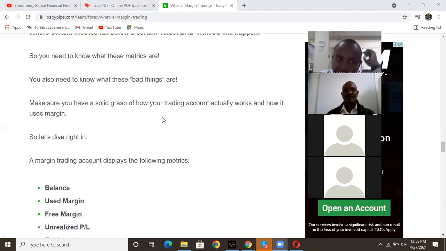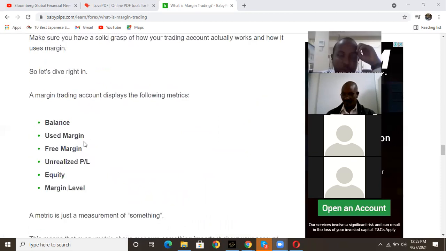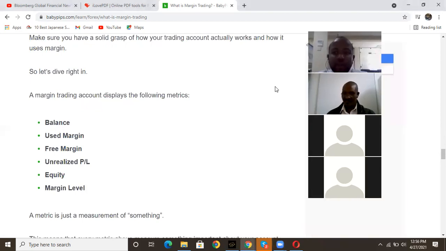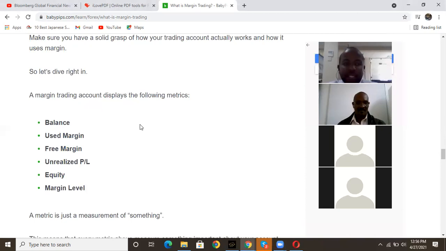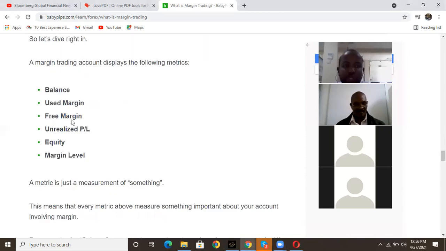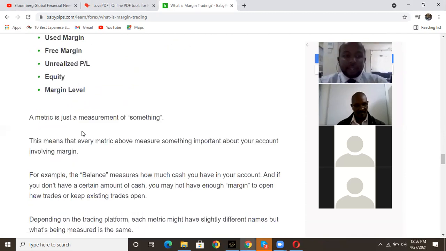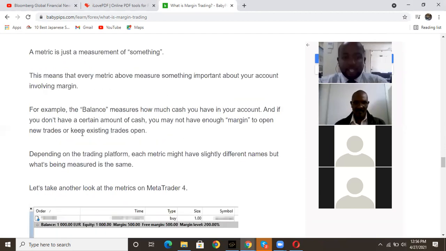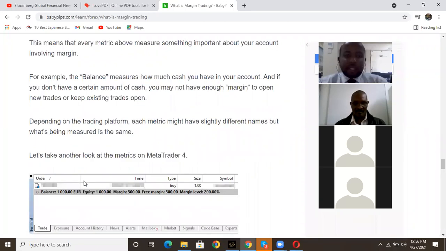So let's give an example. We have balance. What is balance? When you deposit an amount in your brokerage account, what does that balance stand for? What is used margin? What is free margin? What is unrealized P&L? What is equity, and what is margin level? These are the things I'll be touching on today. It's more technical, because with this class we have now begun more on the technical analysis. This is another example.